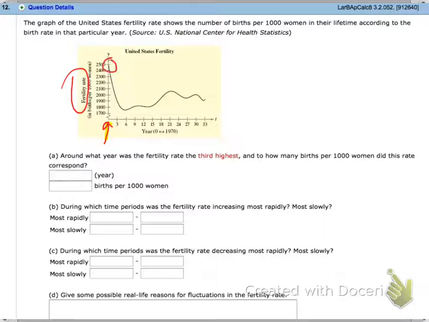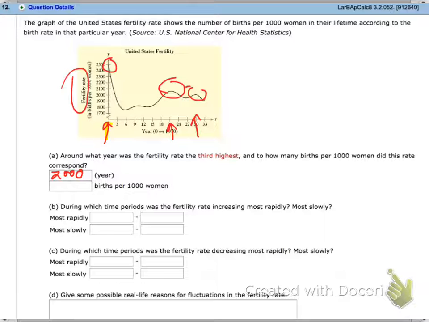Well, the highest is at the start, in 1970, and the other peaks come later, at about 21 years later, like 1981, and about 29-ish years later at that next one. The third highest would probably be that year about 30 years later, roughly speaking. So it's about 2000. You can ballpark it with this, or you could say 1999. That'd be fine.